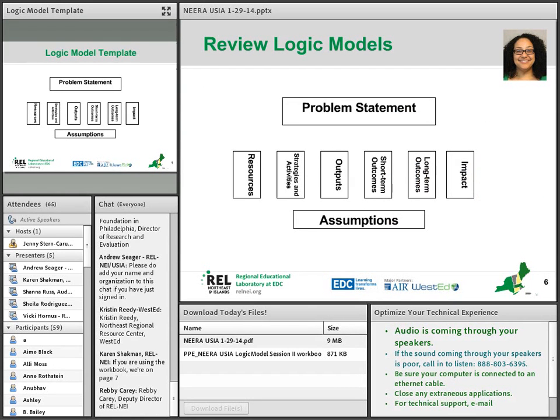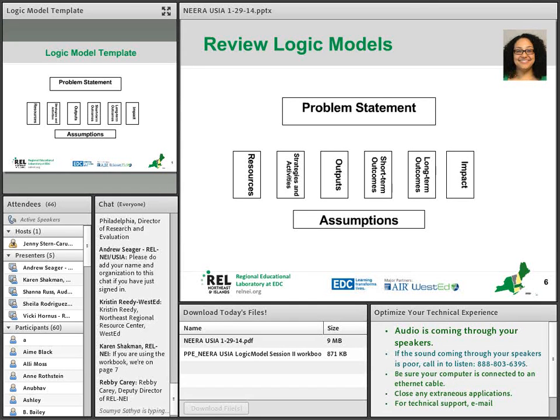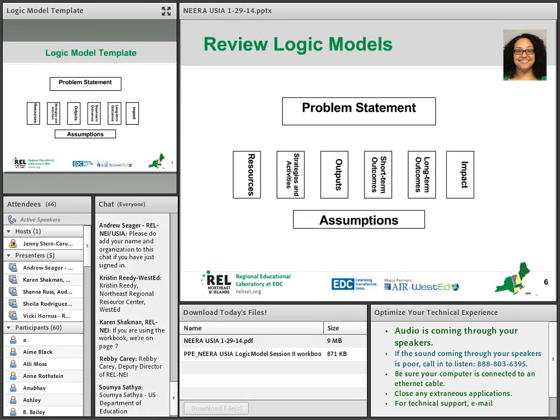But logic models can pretty much look like anything. We showed you this during session 1 of the workshop. The point here is to capture the main ideas in the boxes, such as the problem statement and assumptions. And as you see here in the middle of the logic model, this is where you would list your resources, strategies, and activities, your outputs, short-term and long-term outcomes, as well as your impacts.